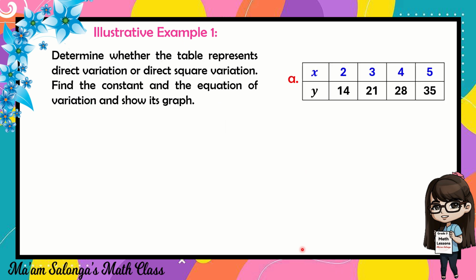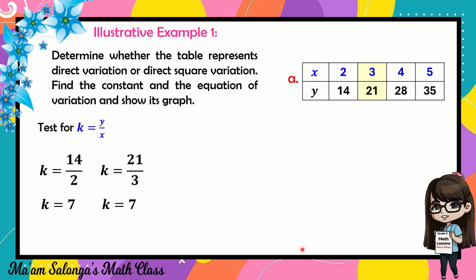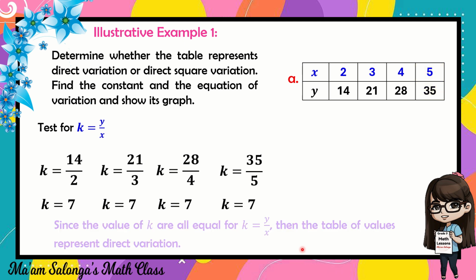So let's see table A. Test muna natin kung siya ay direct variation. So i-divide lang natin yung y sa x. So pinakauna, we have 14 over 2 and that is 7. Next, we have 21 over 3, that is also 7. Next, 28 divided by 4, that is also 7. The next, 35 over 5, that is also 7.